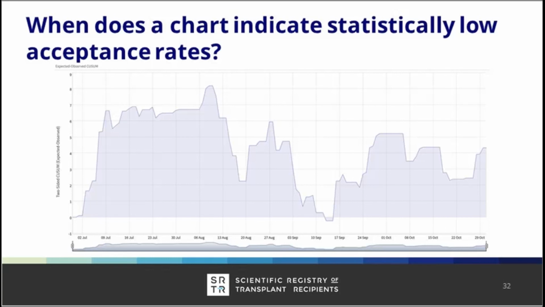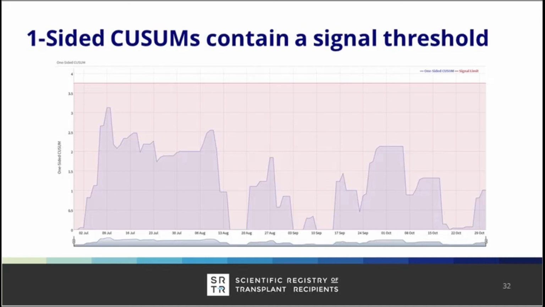So this is the two-sided CUSUM for this program, and again, it's going up and coming back down. Do we have enough statistical evidence to say that this is an issue? When we look at the one-sided, these have this pink background that describes the trigger line. The idea is that if the program's chart trends up high enough to hit that top red line, that's when we conclude there's enough statistical evidence within that chart to suggest a real trend is happening, and it's not just random noise.